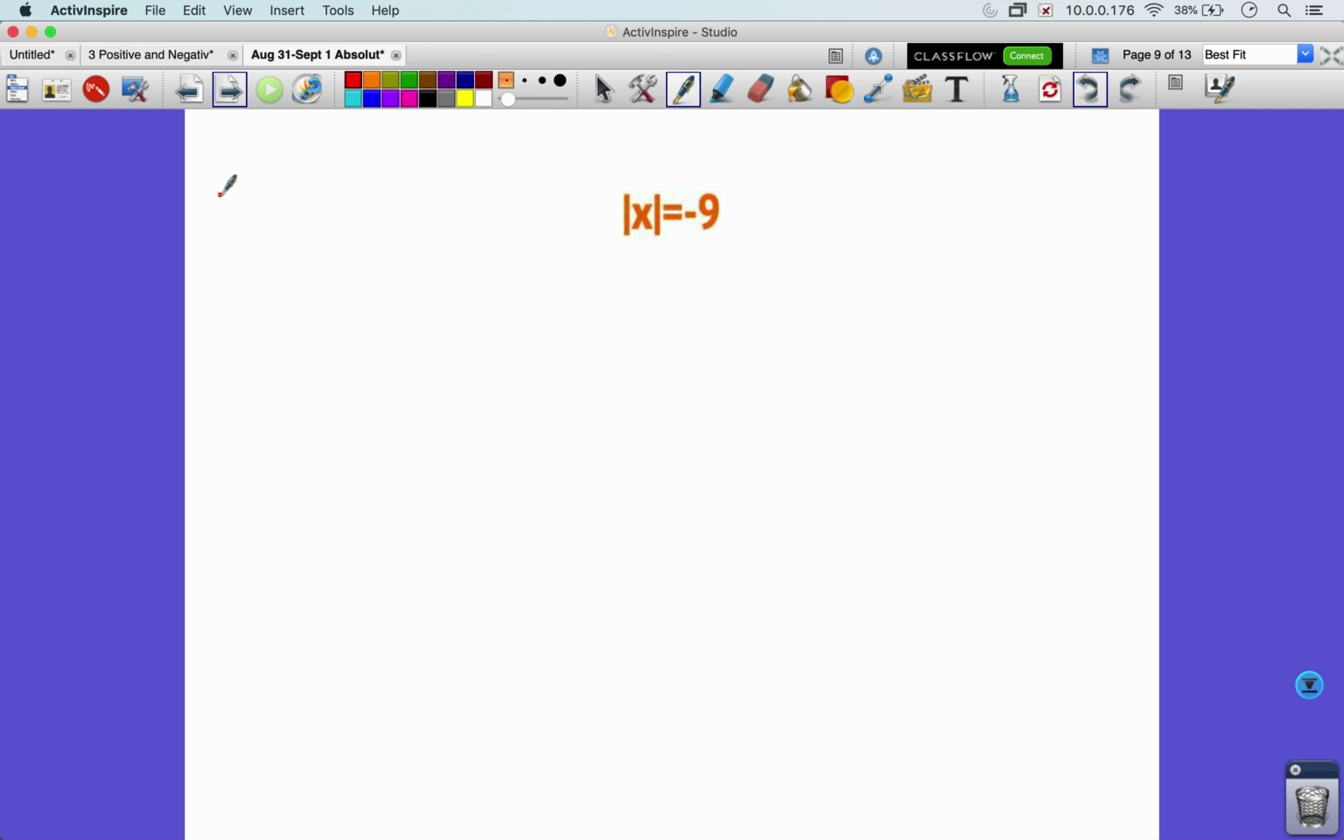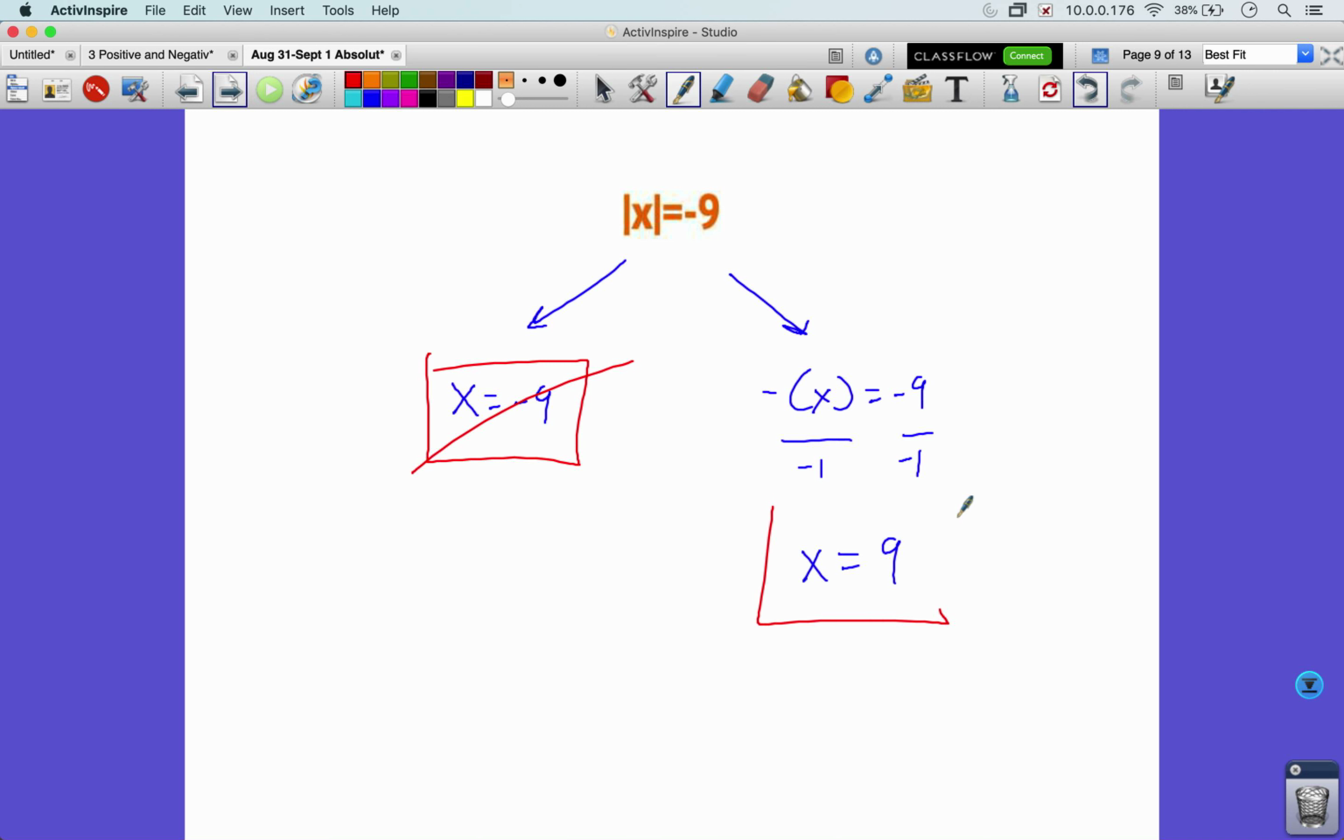So, absolute value of x equals -9. Well, we could use those same steps and split this into the positive and the negative case and say x equals -9 and negative parentheses x equals -9, and then this one divide both sides by -1, and we would get x equals 9. So these are the steps I just taught you, but these answers do not work. All right, if you tried plugging them back in, the absolute value of -9 is +9, not -9. So these don't cause it to balance. So these are what we call extraneous solutions.